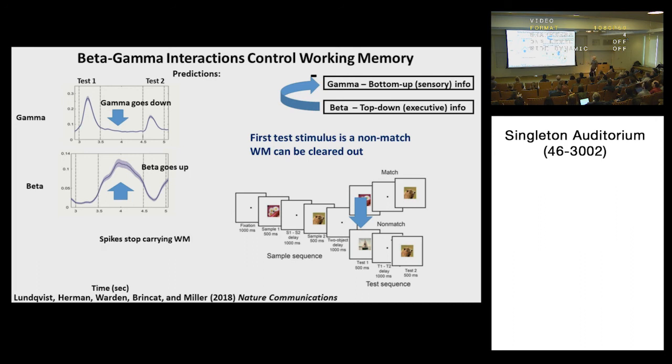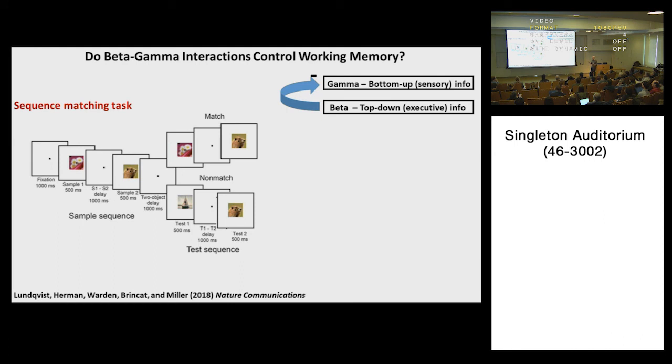And what happens is then the prediction is spikes will stop carrying working memory information. That's exactly what happens. After beta goes up and gamma goes down, the information in the spike rate drops to nearly zero. Okay? So far, so good. Now, let's look at the prediction, what happens in a different situation.